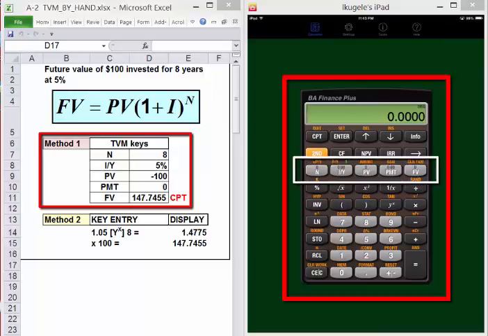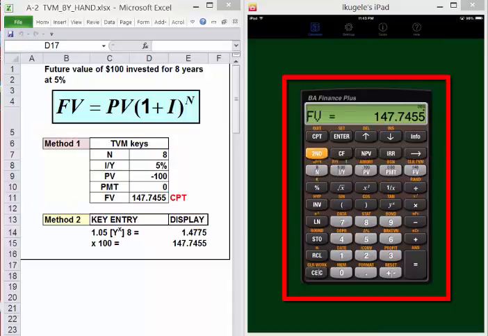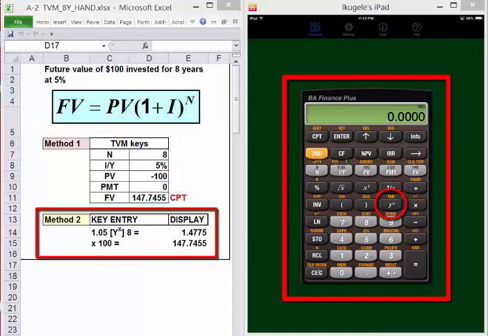Now, method 1, just for review, we'll use the TVM keys. N is 8, 5% IY. Present value is 100. Make that a minus. We're not going to add anything to it. 0 payment. Compute future value. Method 2 uses the Y to the X key. Enter the value to be raised to a power. Our interest rate is 5%, so it's 1.05. Y to the X, 8 equals times 100. And there's our answer again.